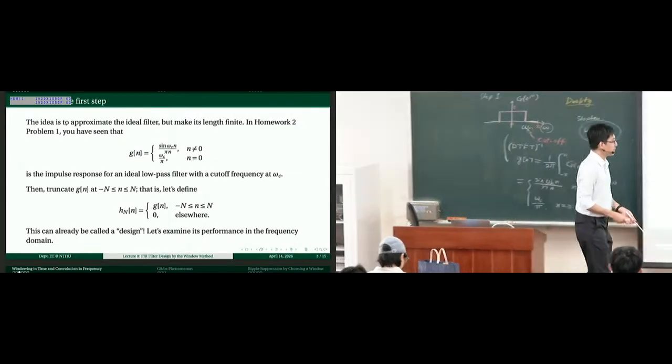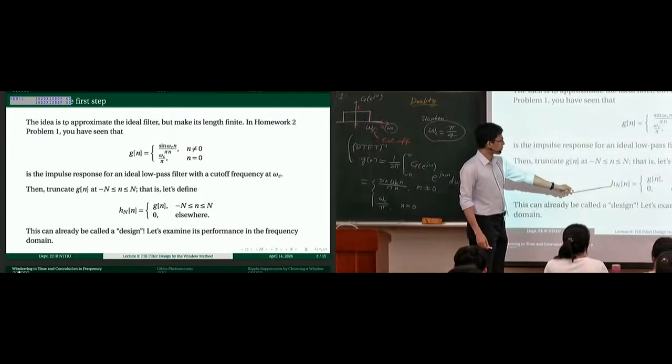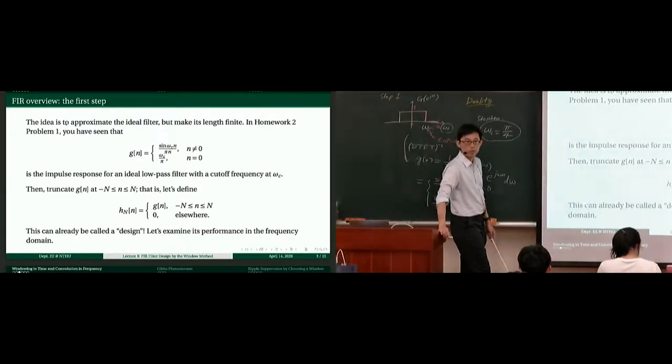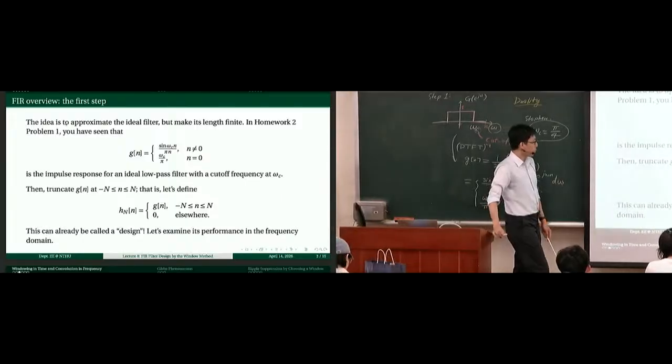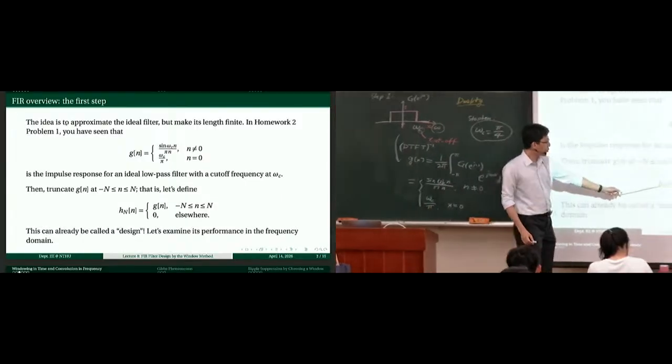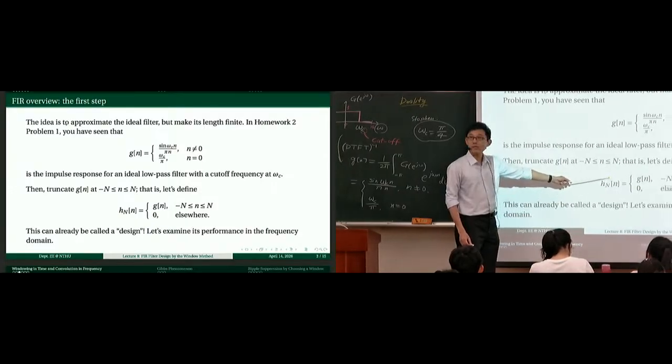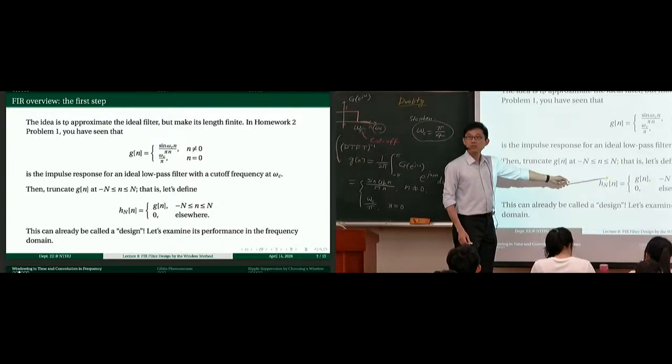Okay? So by doing that, finally, this is something that can be implemented. Almost can be implemented. Why? Because now we have finitely many samples. Can we agree on that? Now we have only 2n plus 1 samples. So this is something that's manageable. Okay, we can implement this.